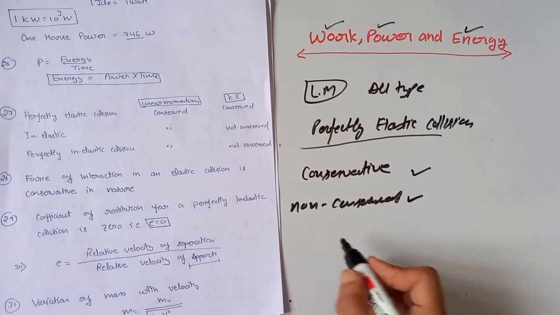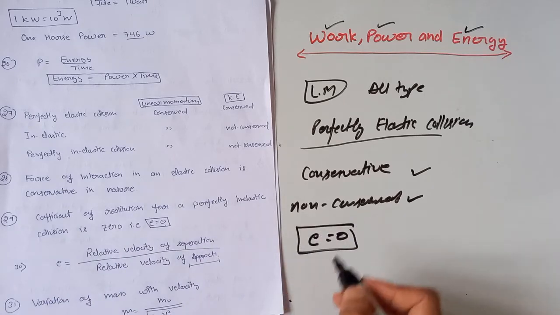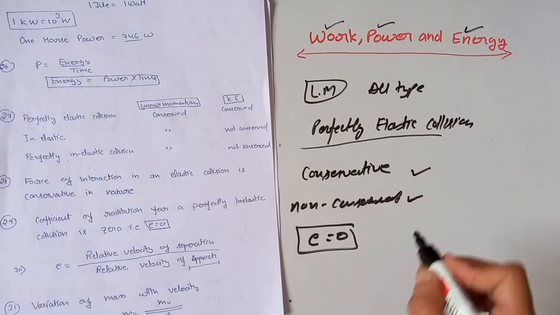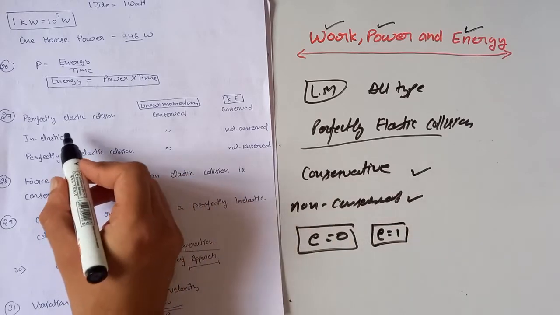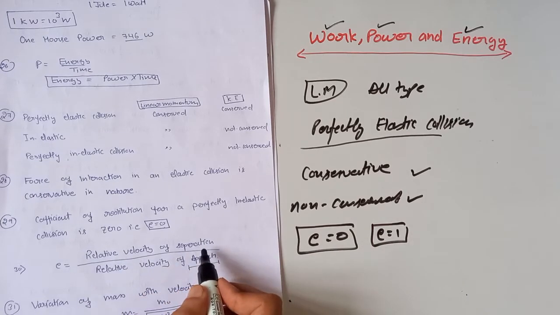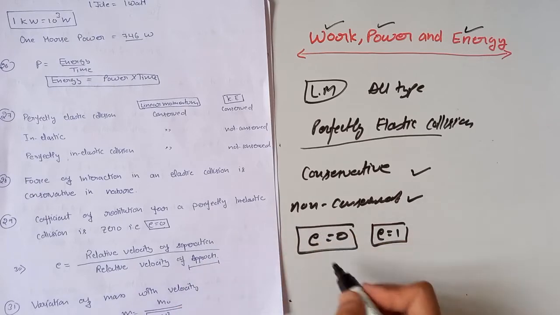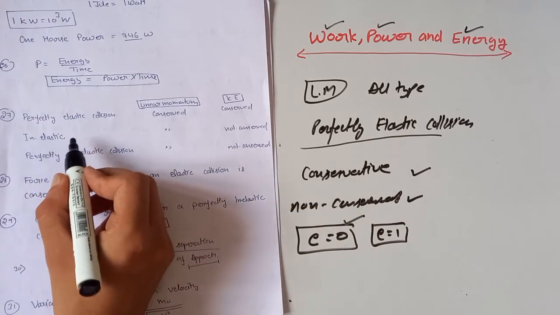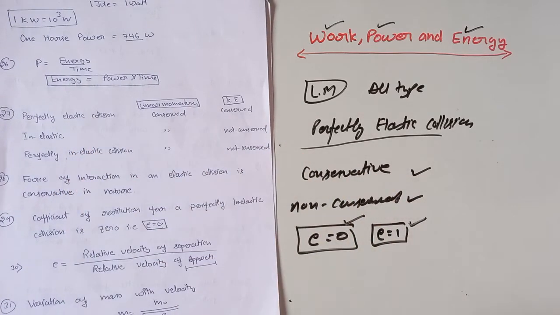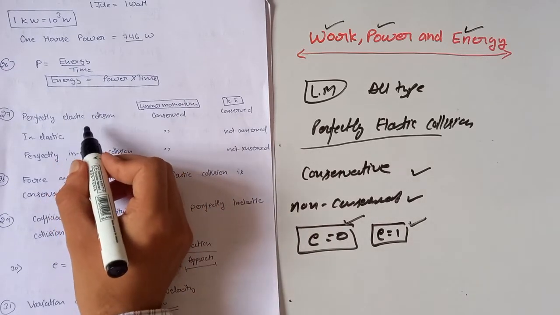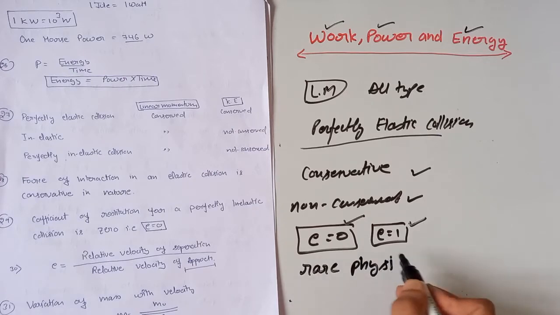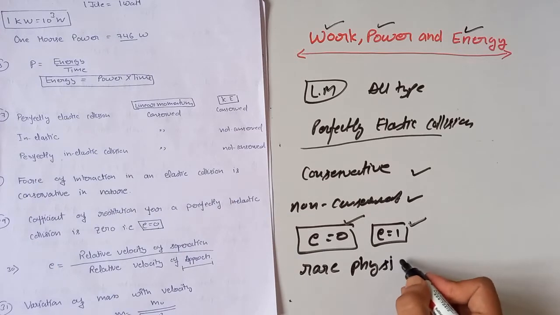Now, coefficient of restitution, which is denoted by e. Coefficient of restitution e is equal to 0 for perfectly inelastic collision, and e is equal to 1 for perfectly elastic collision. Coefficient of restitution is given by relative velocity of separation divided by relative velocity of approach. And perfectly elastic collision is a rare physical phenomenon.